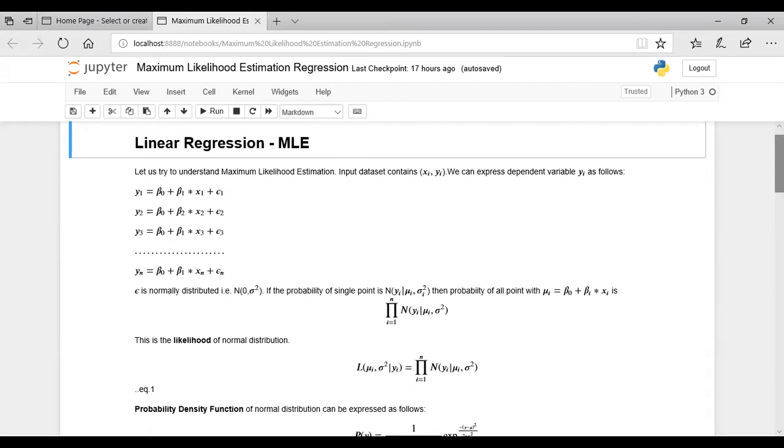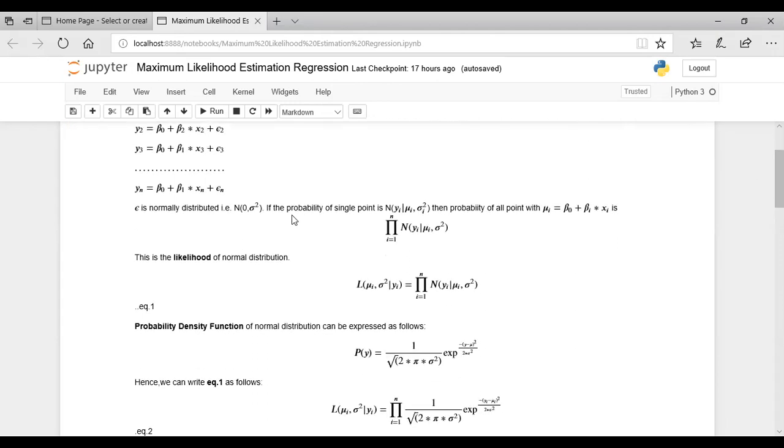So what is our concept? The concept is that epsilon will follow the normal distribution with mean 0 and variance sigma square. So the mean mu of the data points must follow this expression, that is beta 0 plus beta 1 xi. Now, if one single point follows the normal distribution, the entire data set, that is the joint distribution, must follow the product of all the normal distribution functions, that is the product of N of yi, the data points, given the parameters, that is the mean mu i and the variance sigma square.